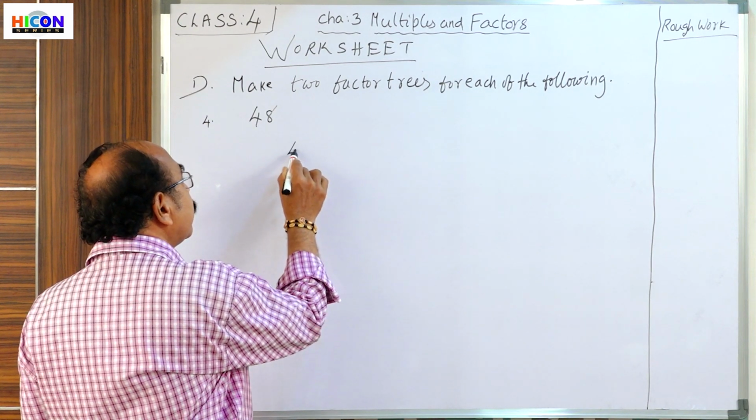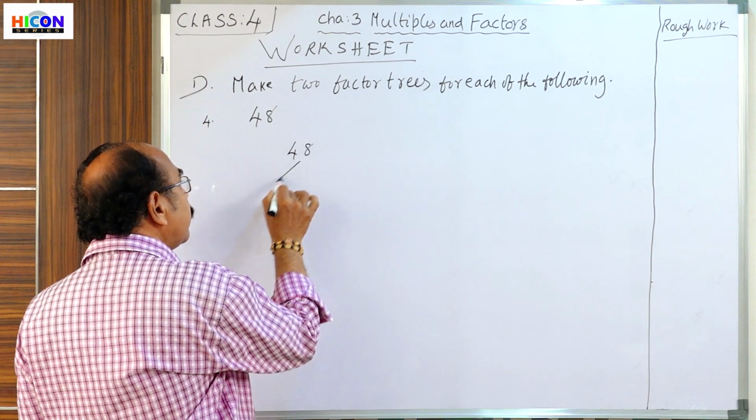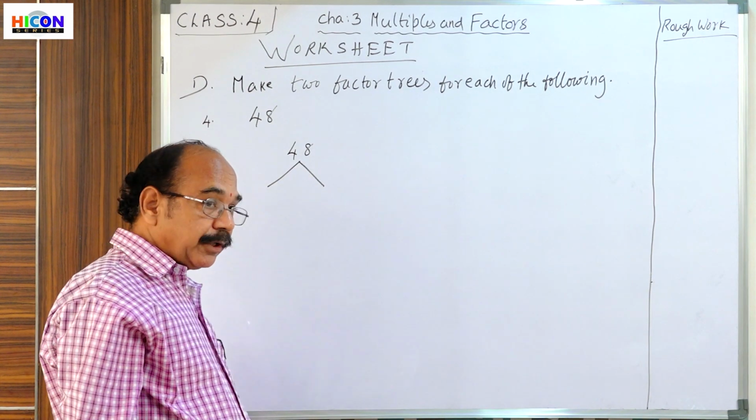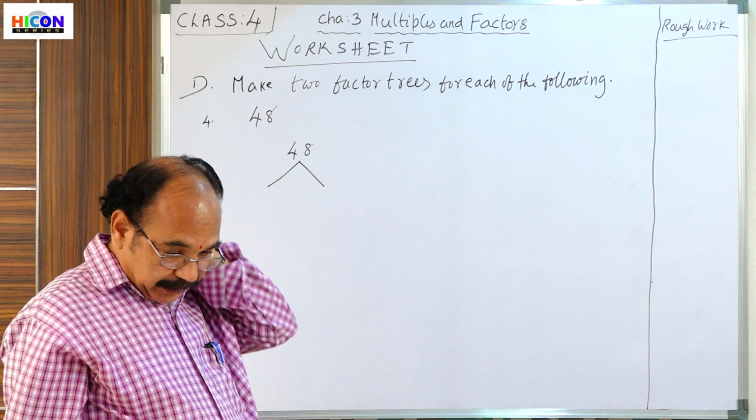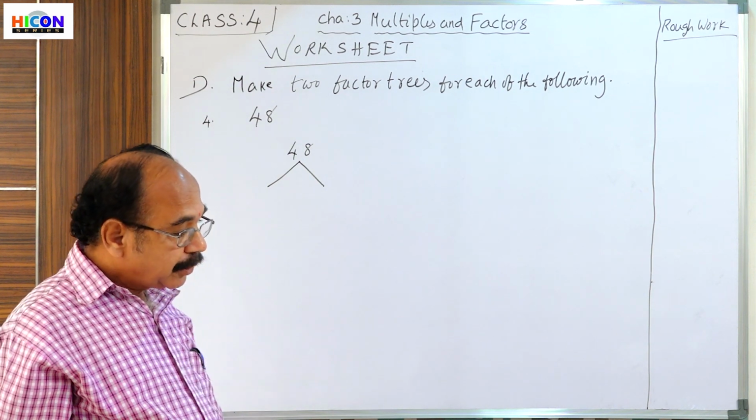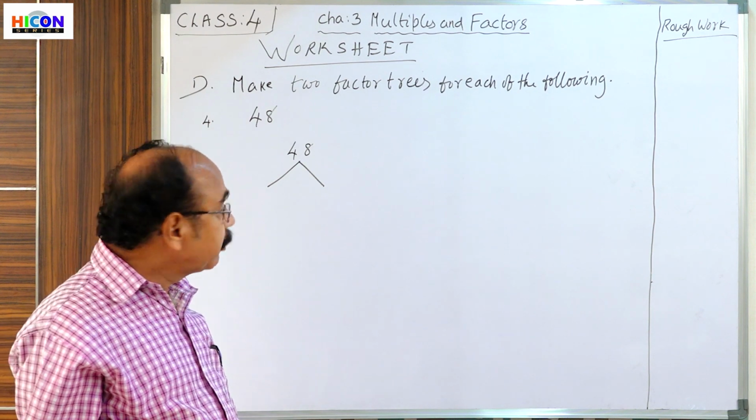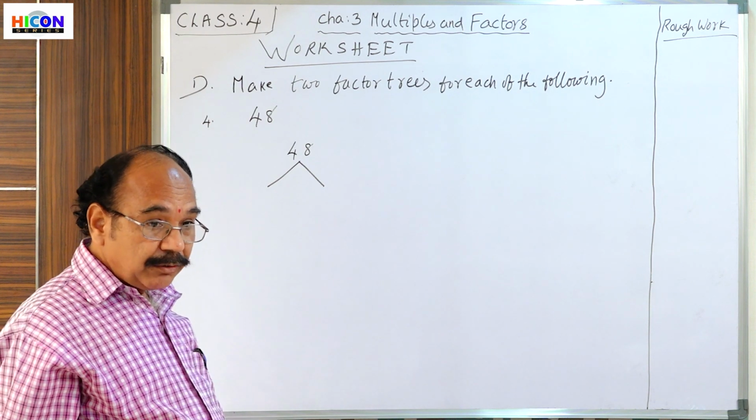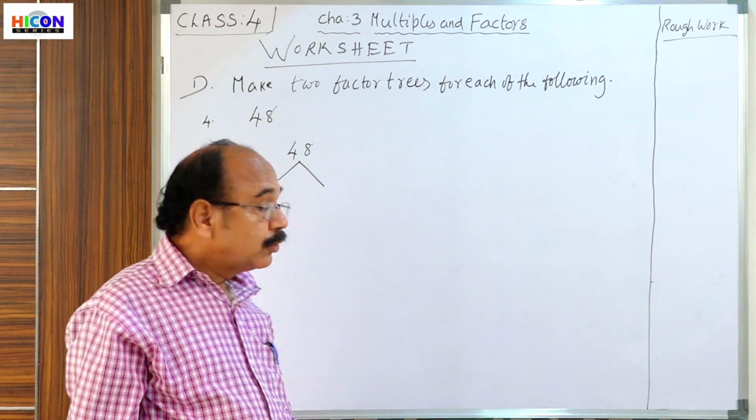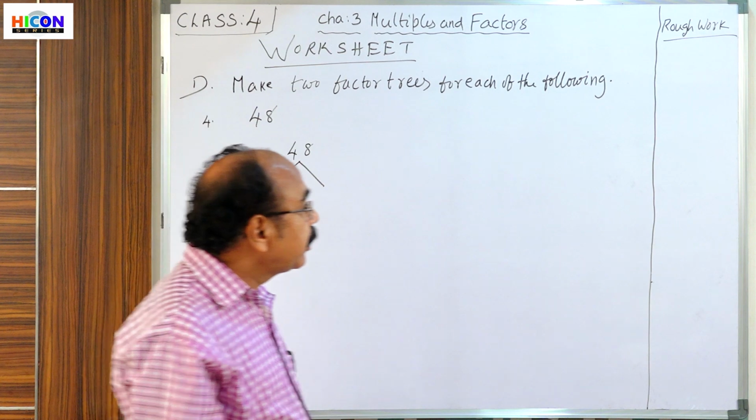You take 48. Now you select any one multiplication table to get 48. For example, take 2. So how many times does 2 go into 48?